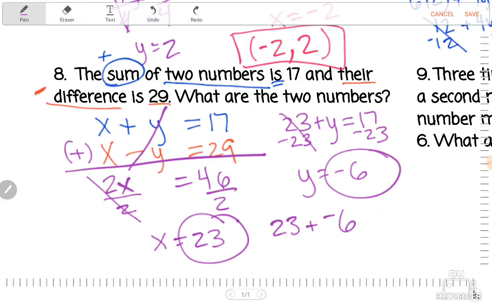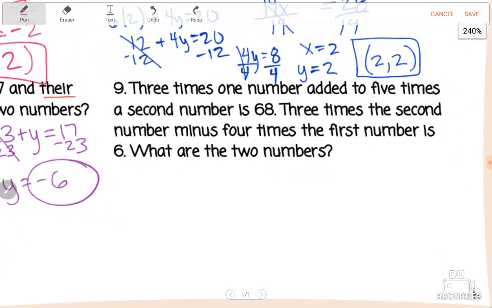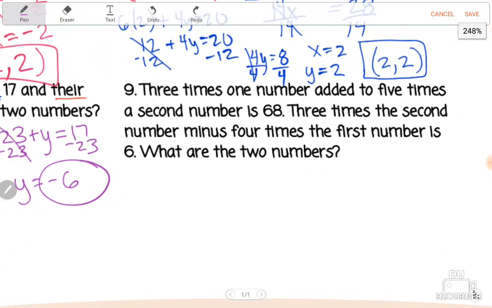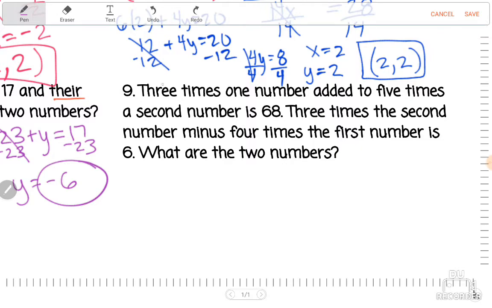All right. Moving on to our last problem here, number 9. Okay, this one you just have to really write it out. So the first sentence says 3 times one number. Okay, if we don't know, remember we can always give it a variable. Let's do n this time. So 3 times one number, added to 5 times a second number.